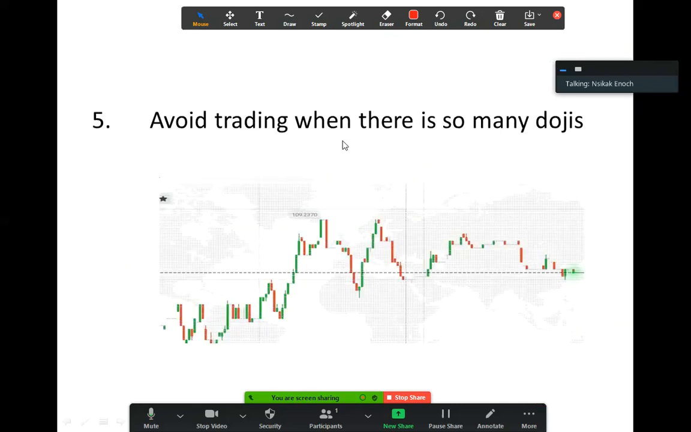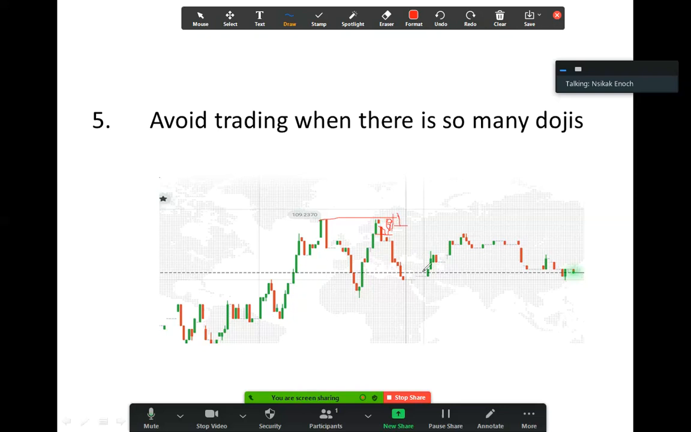Avoid trading when there are so many dojis. That is rule number 5. If you see so many dojis in the market, don't trade, because by the time you enter the put option with a 3 minute expiry time, a doji candlestick will just form on the next candle. There are no sellers to enter, buyers will enter. It might not close below your entry point, it might just close a little above your entry point because of the doji candlesticks.